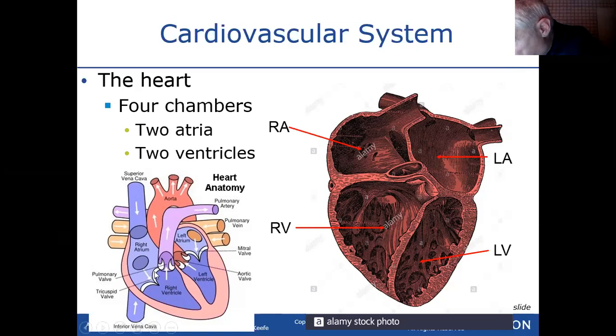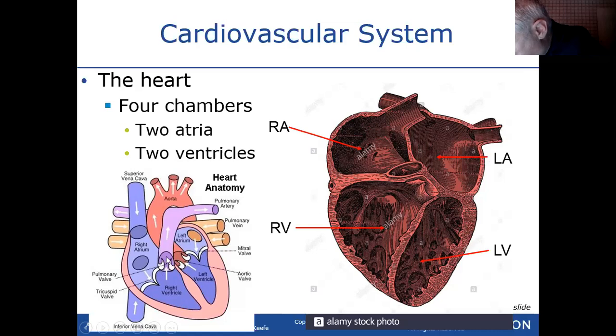Then these valves between the atriums and the ventricles will close, and the valves between the ventricles and the blood vessels they pump into will open. So the right ventricle pumps into the pulmonary artery, and if you notice, the pulmonary artery splits into 2 arteries. That's because there's 2 lungs, right? So it splits up into a right pulmonary artery and a left pulmonary artery to go to the right lung and the left lung, okay?